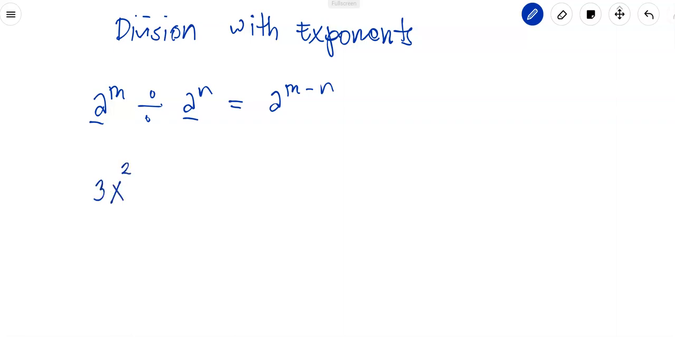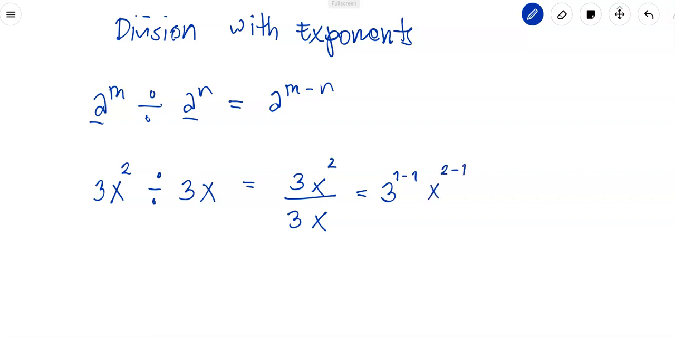For example, if we have 3x squared divided by 3x, what will be the result? Both of them have the same coefficient and the same variable. So we can rewrite that as 3x squared over 3x. The result is 3 over 3, so you have to see that it is 3 to the 1 minus 1, and then x to the 2 minus 1 as well.